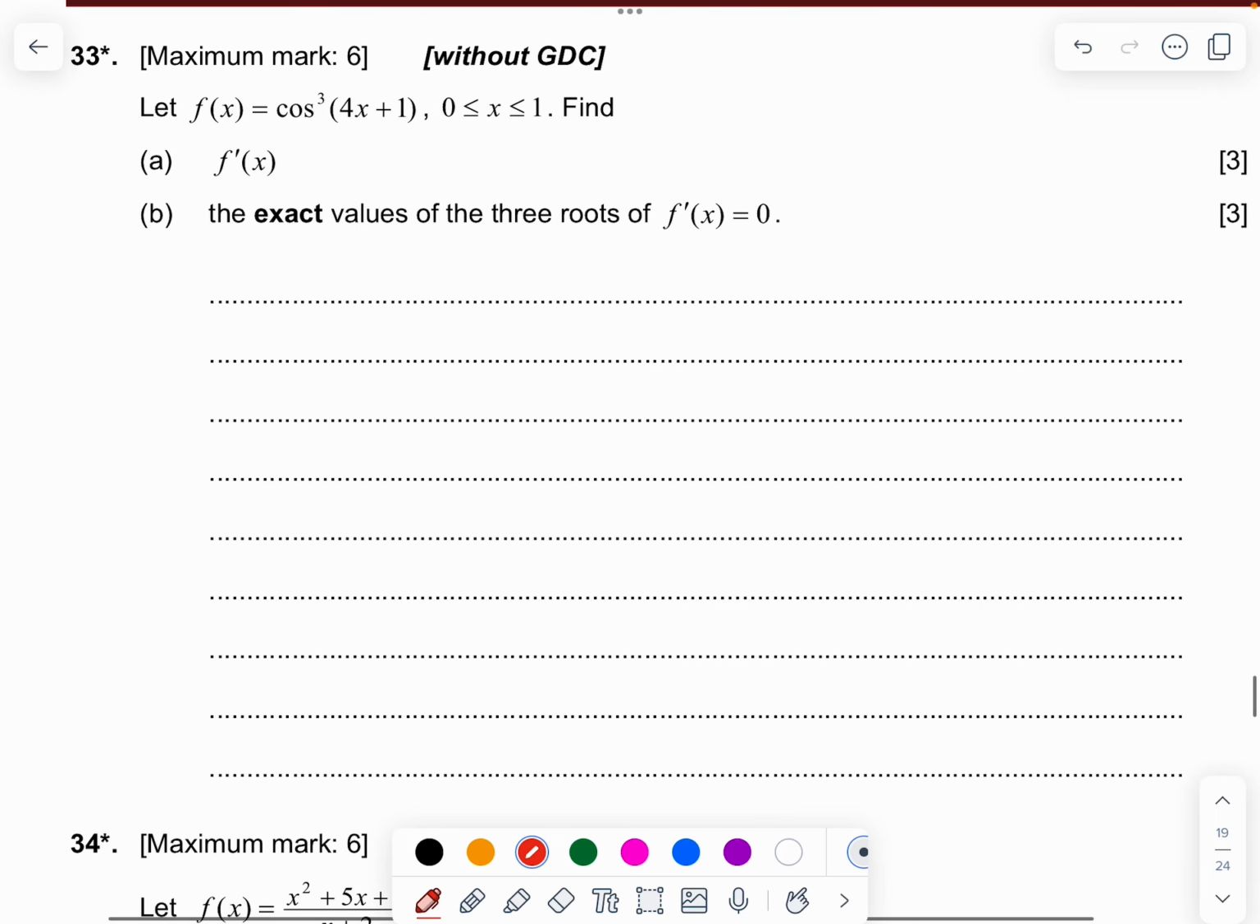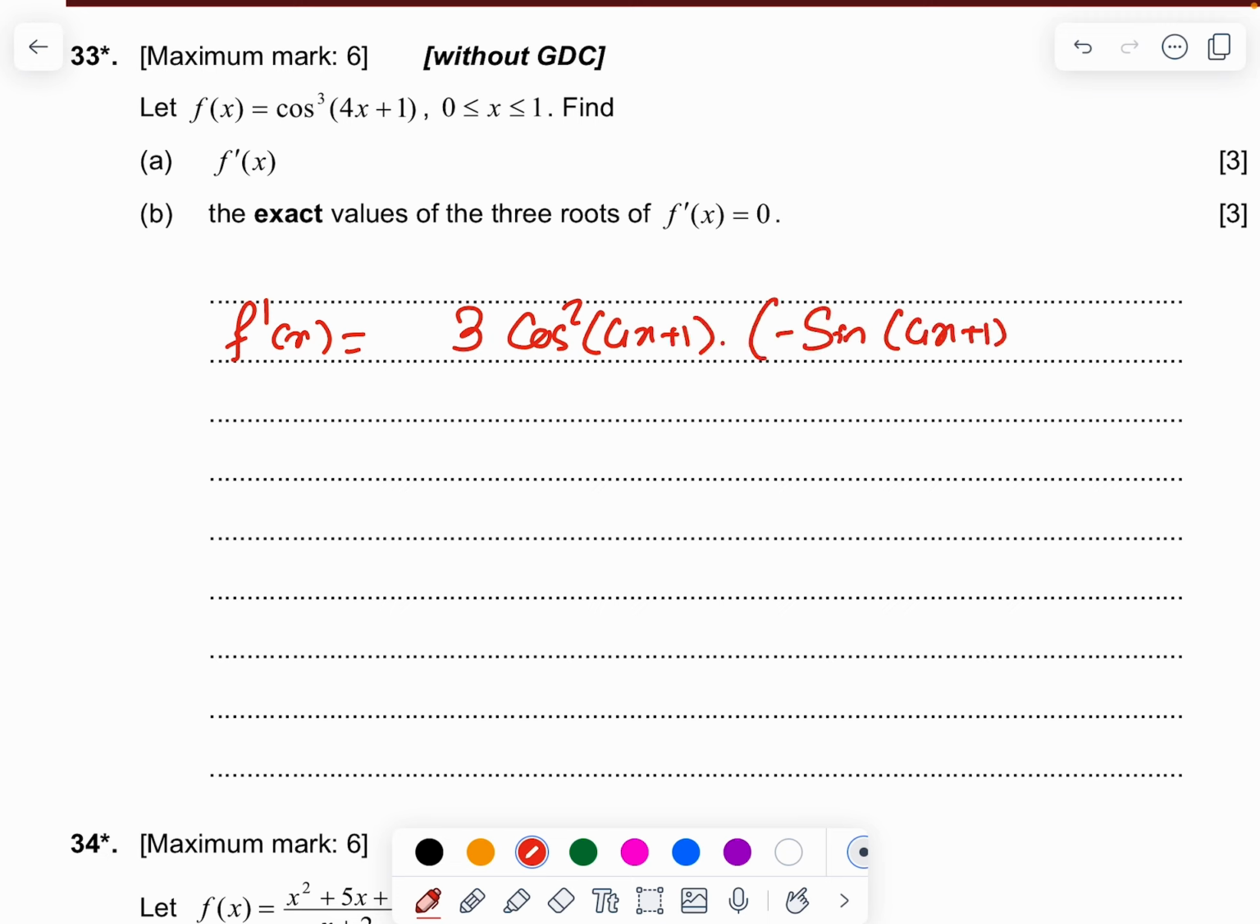Question number 33. F of x is given. What is f prime x? So what will be f prime x? 3 cos square 4x plus 1. The derivative of cos is negative sine 4x plus 1, and the derivative of 4x plus 1 is 4. Then the exact value is when this equals 0. So negative 12 cos square 4x plus 1 times sine 4x plus 1 should be equal to 0.